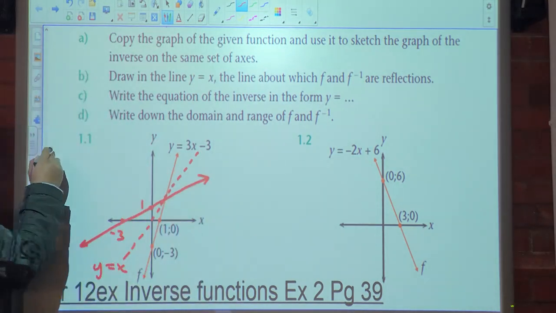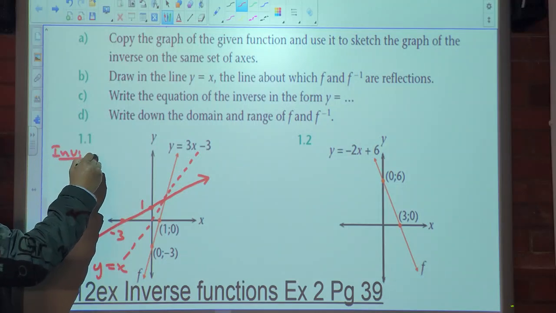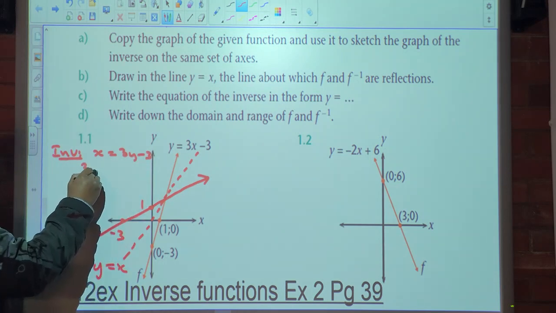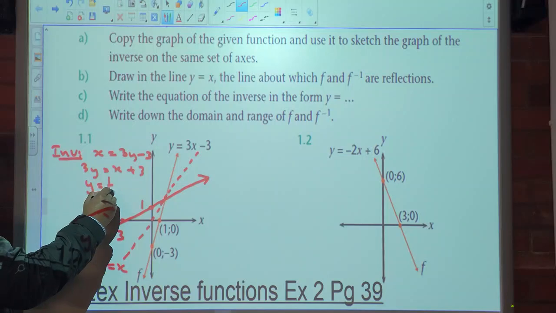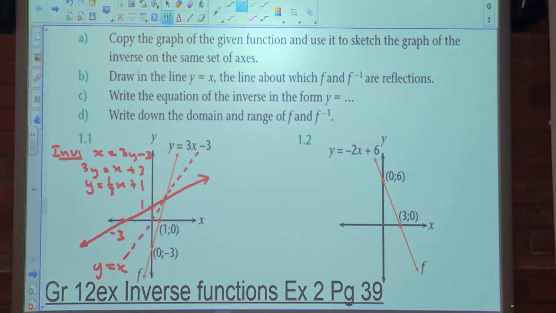What do you do for the inverse function? We interchange x and y, not so? So it becomes x is equal to 3y minus 3. So 3y is equal to x plus 3, divided by 3, so y is a third x plus 1. You will agree with that?